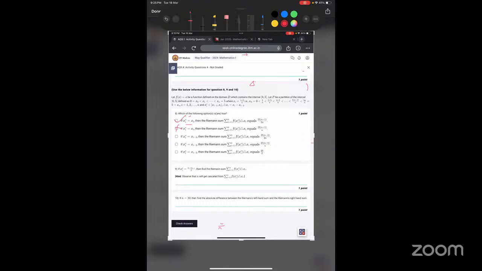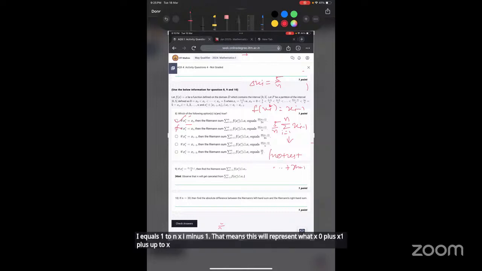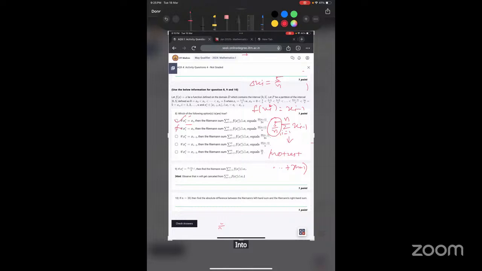So del xi is 5 by n, that we already have, right? And f xi star will be xi minus 1 here, right? So again, we will get the same type of scenario, 5 by n summation I equals 1 to n xi minus 1. That means this will represent what? X0 plus x1 plus up to xn minus 1, right? Into this term. So I'm just taking this. Is it fine? Yes, ma'am.